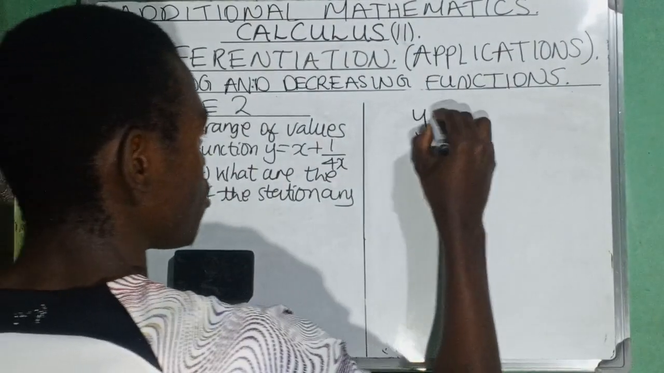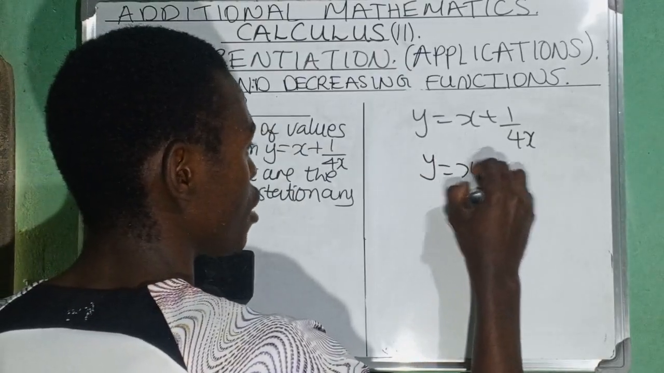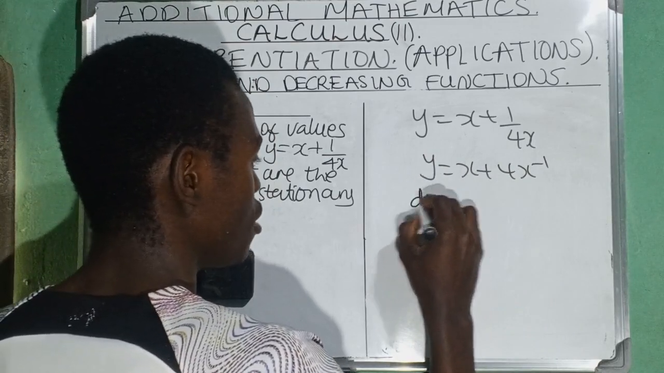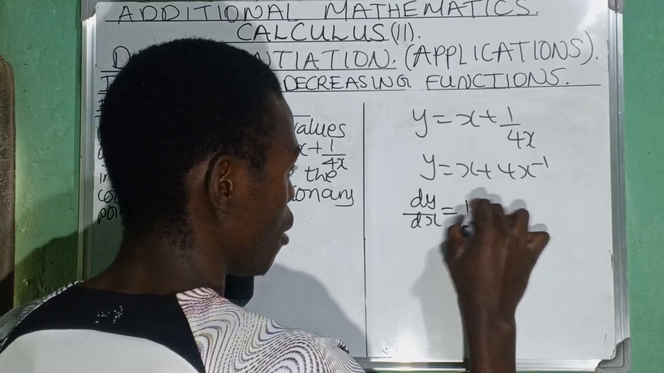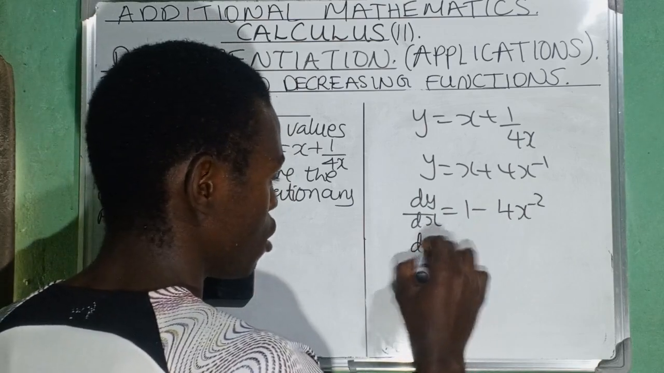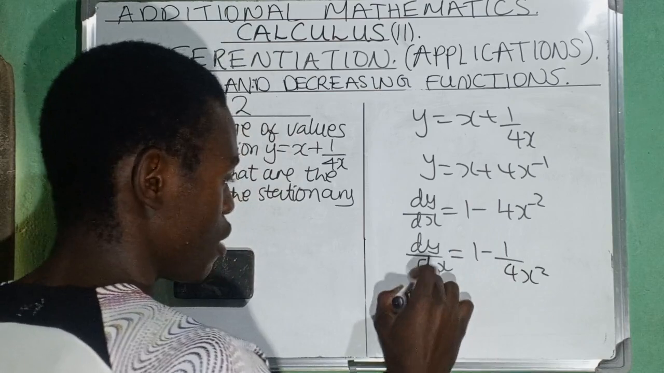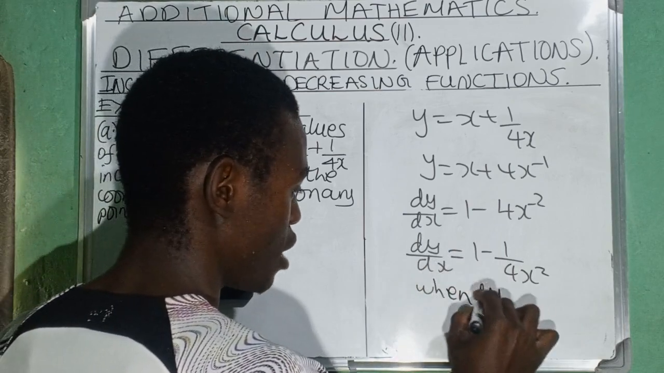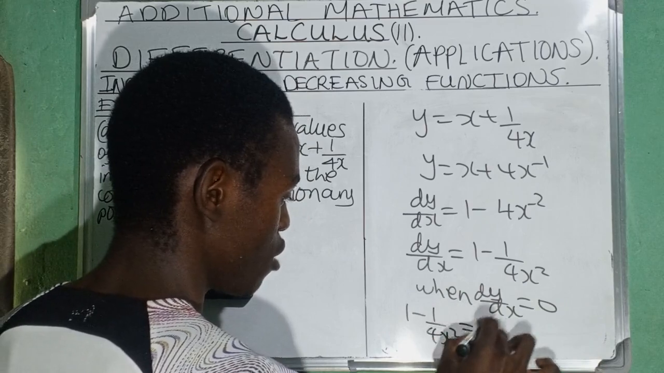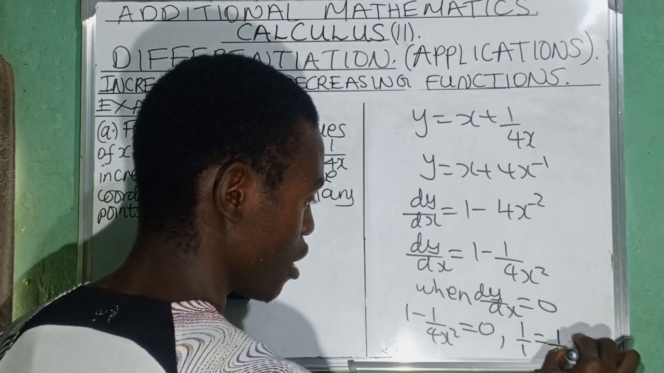So we have y is equal to x plus 1 over 4x. y is equal to x plus 4x to the power negative 1. We differentiate: dy/dx is equal to 1 minus 4x to the power negative 2. dy/dx is equal to 1 minus 1 over 4x squared. Then we will write a statement: when dy/dx is equal to 0, 1 minus 1 over 4x squared is equal to 0, so 1 is equal to 1 over 4x squared.